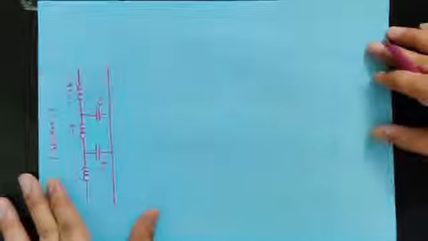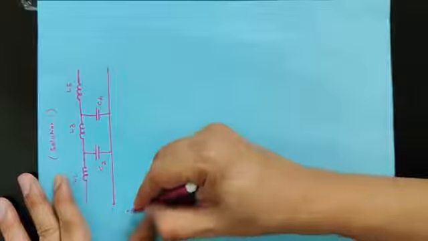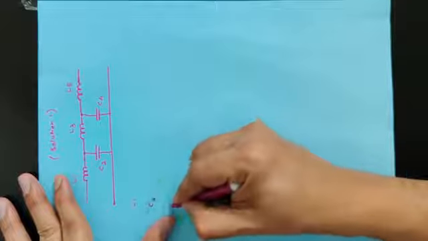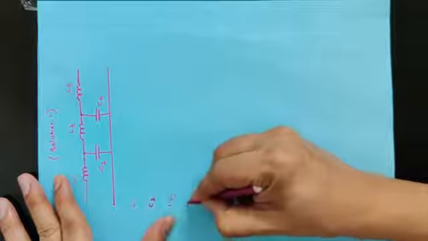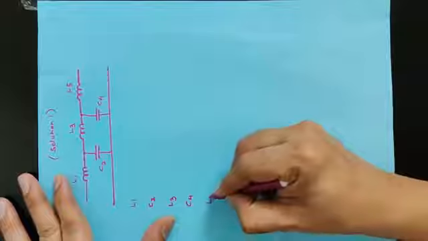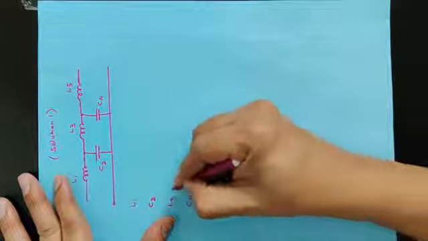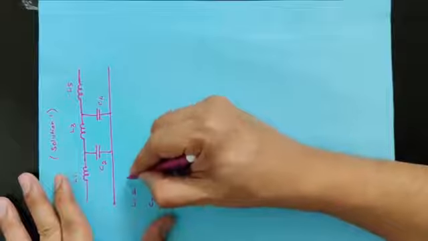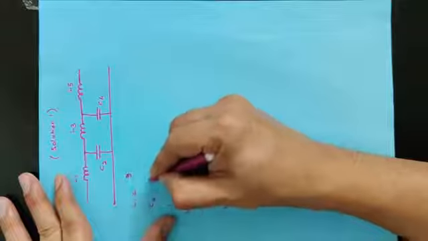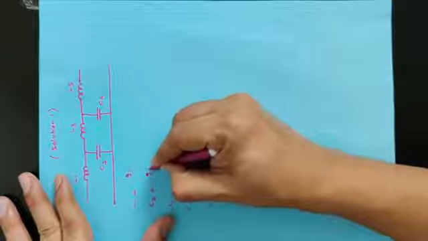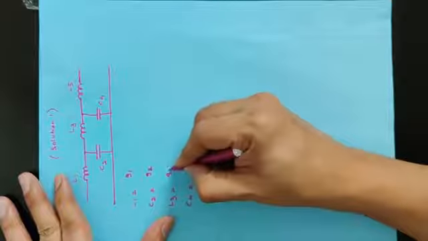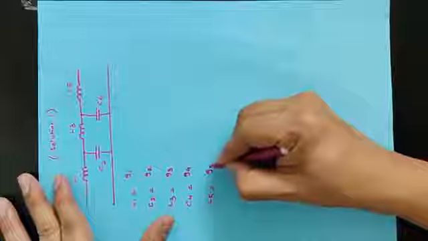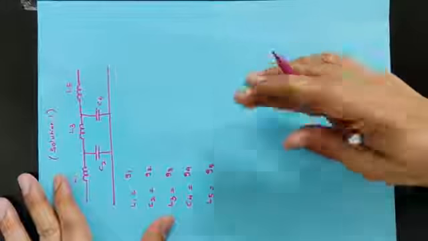Now we have to calculate the values of these components: L1, C2, L3, C4 and L5. These values are directly related with the corresponding G. So L1 will be related with G1, C2 with G2, L3 with G3, C4 with G4, and L5 with G5, being a low pass filter.